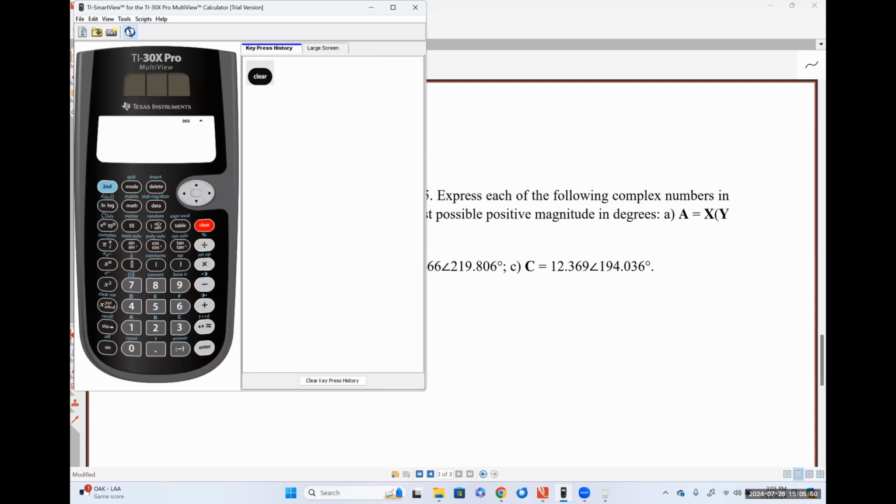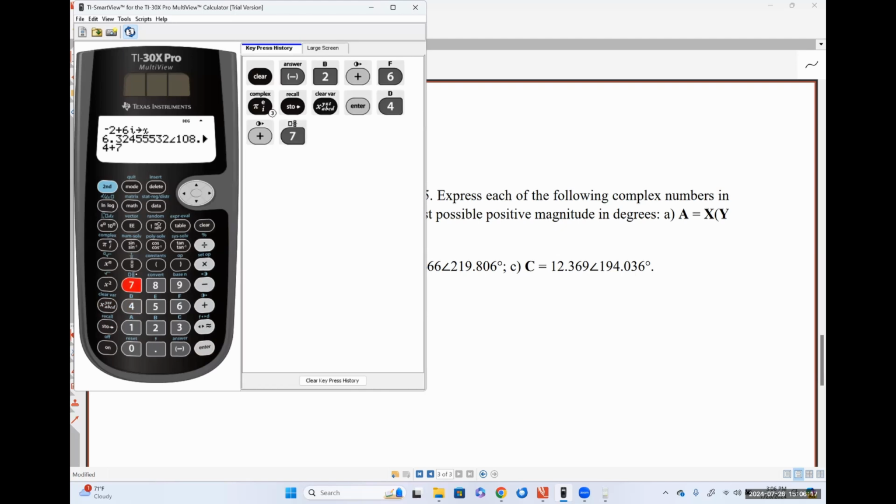So I'm just going to do -2 plus 6I, store, and then I press the variable button once and enter. And now that number is stored in my calculator. It spit out something in polar form because it's set as polar form in default, but it is the correct number.